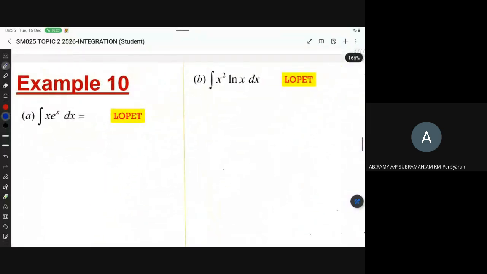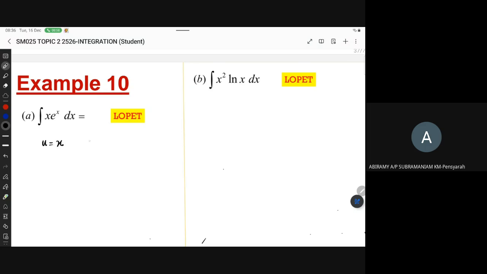So if you want to use by parts, for example, example 10 here, it's quite easy to choose your u. Between x and exponent x, which will become u? If we use LOPAT, notice that x is a polynomial and exponent x is an exponential function. In LOPAT, polynomial comes before exponential function. Therefore, the choice of u will be your polynomial. In this case, u is x.